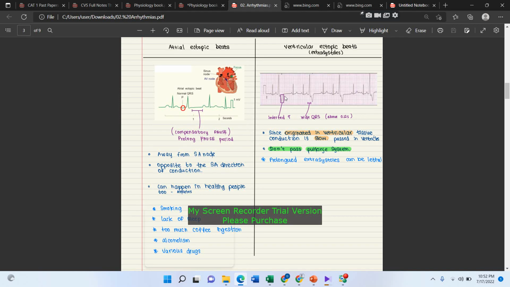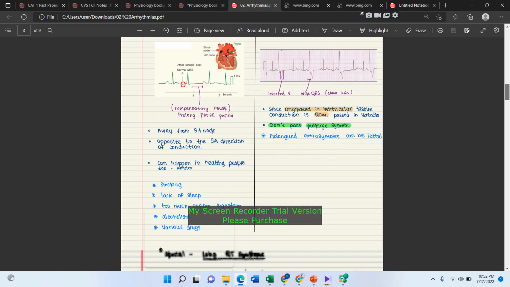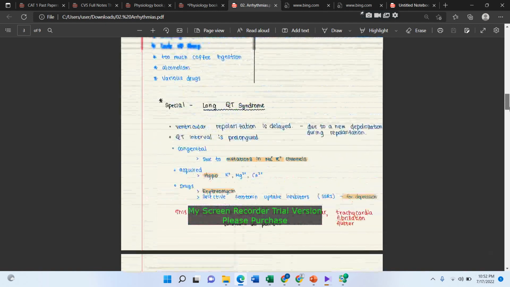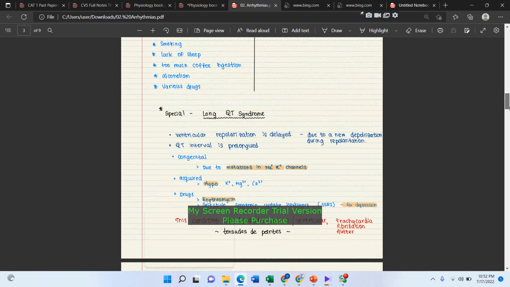The reason is that the QT interval is prolonged because a new depolarization occurs during repolarization, as outside the SA node there's a new pacemaker cell. So the QT interval is prolonged. There are three reasons for this. It can be congenital, that means it comes from your parents, through genetic inheritance. You get it due to mutations in sodium and potassium channels.